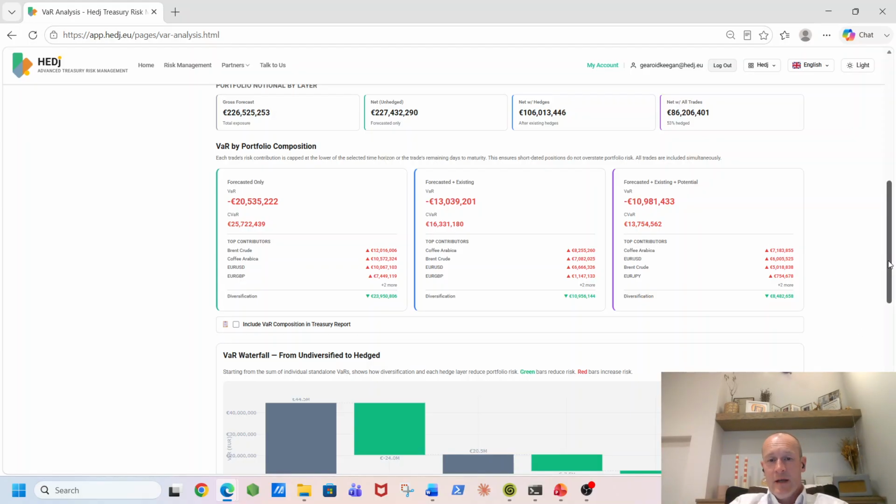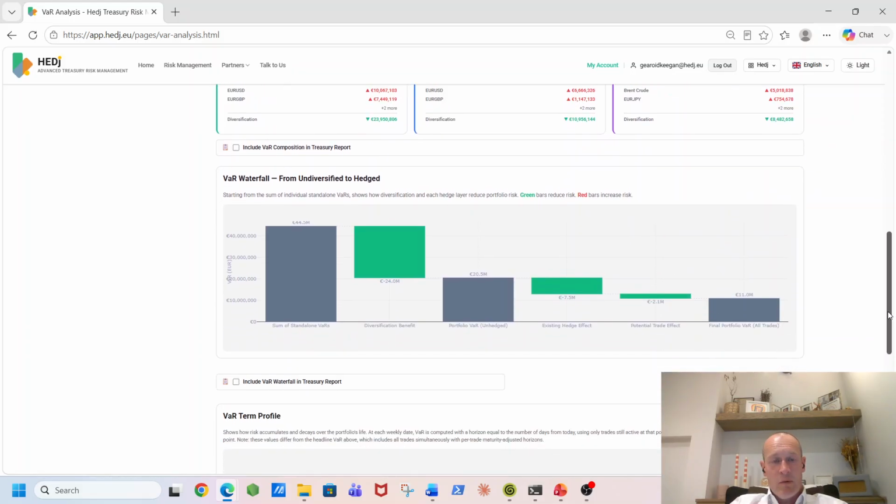And then again, graphically from a reporting point of view, you could show your total exposure, the value you have, the fact you've exposures to multiple currencies, there's some diversification there, gives you your 20.5 million VAR number. And then you see here the benefit of your existing hedges. And if you are planning on potential trades, you can include them in here, and it still leaves you with quite a large VAR number. So probably maybe more hedging to be done.